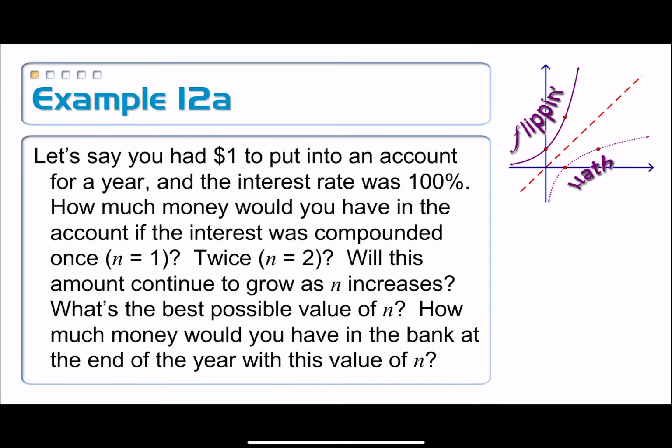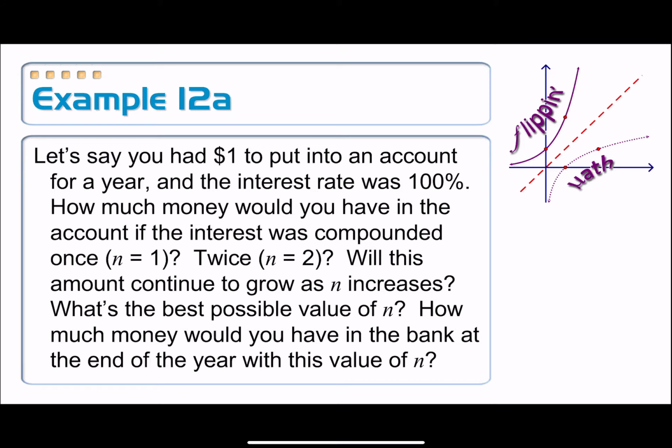So in order to show that the derivative of e to the x is in fact e to the x, we need to first go to the bank. So on example 12a, let's say that you had $1 to put into an account for a year, and the interest rate was a very reasonable 100%. 100% interest. Okay, all right, yeah, that's going to happen.